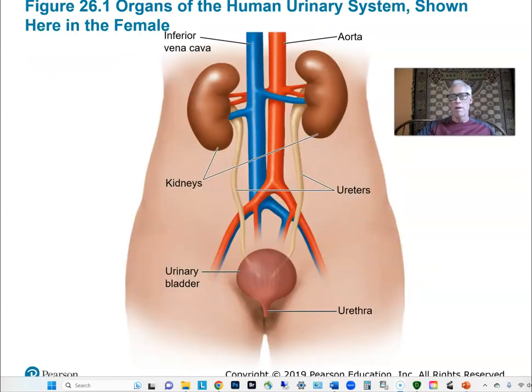There's a little diagram. We can see all the components we just mentioned. The female urethra is very short compared to the male, and so it's much more likely for bacteria to manage to colonize the urethra and then even get into the bladder and cause bladder infections.